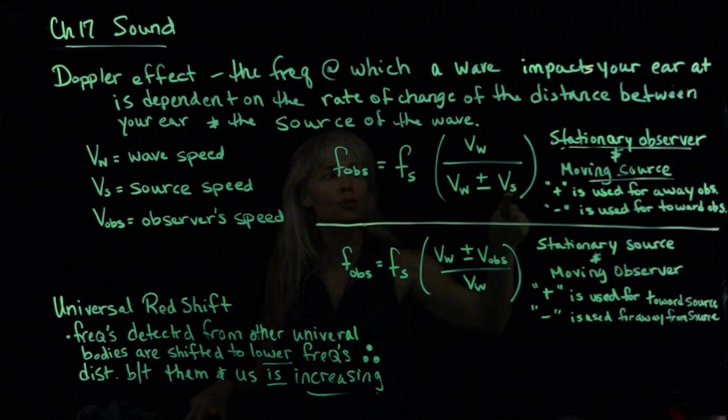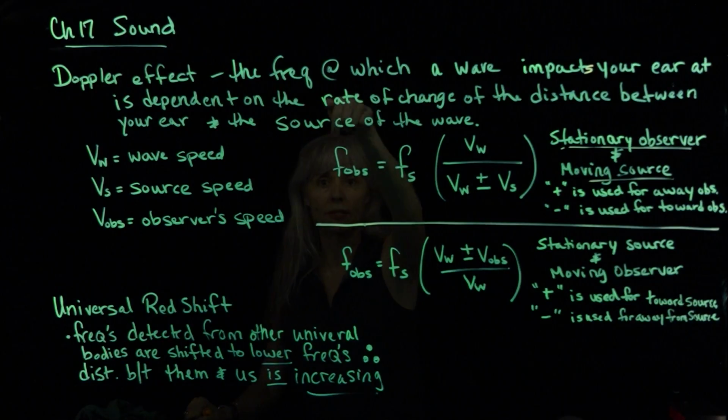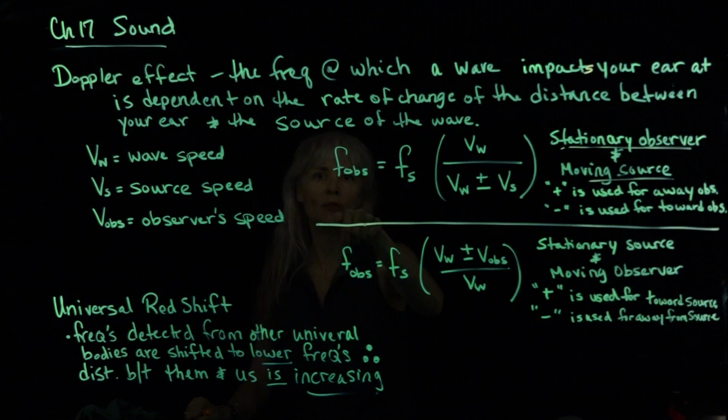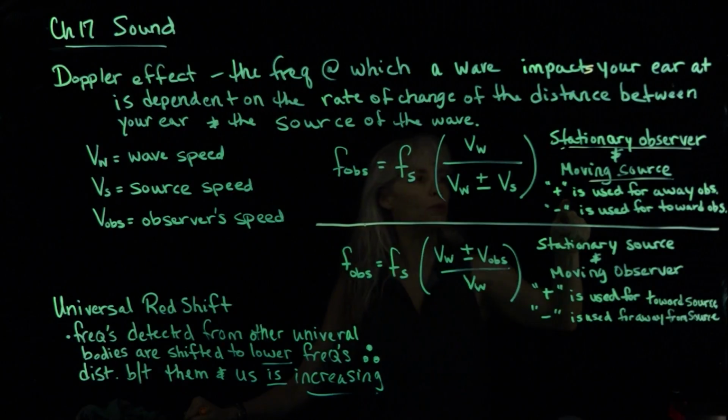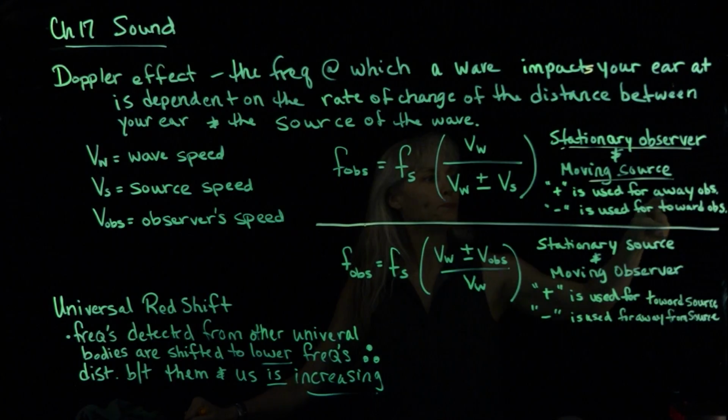Notice that when you do use plus, this denominator is going to get larger. If the denominator gets larger, then this frequency is going to go down. So that's got to correspond to the ambulance moving away. So the plus sign is going to be used for moving away from the observer.